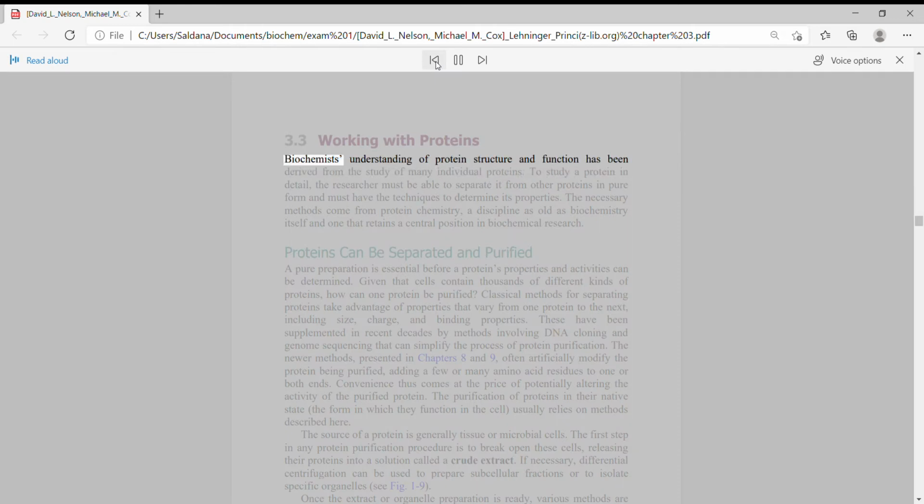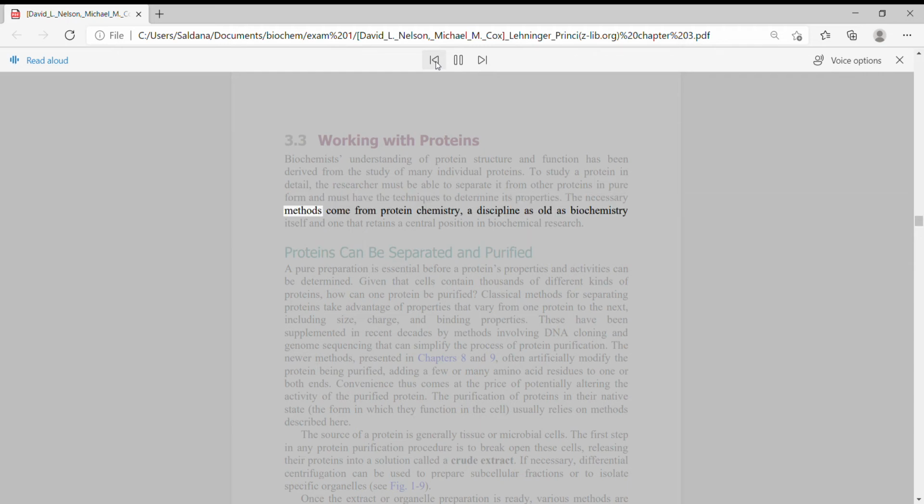Protein. Biochem. Working with proteins. Biochemists' understanding of protein structure and function has been derived from the study of many individual proteins. To study a protein in detail, the researcher must be able to separate it from other proteins in pure form, and must have the techniques to determine its properties.